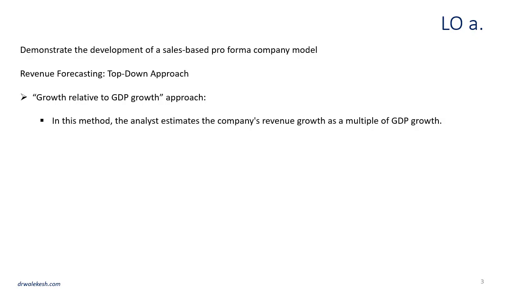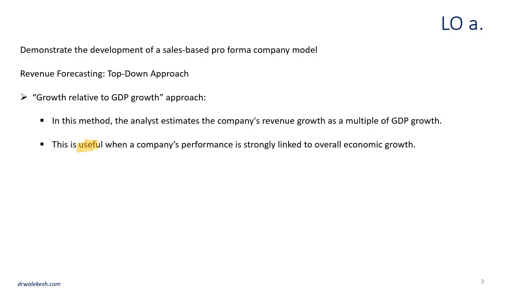Let us get started with growth relative to GDP growth approach. In this method, the analyst estimates the company's revenue growth in relation to GDP growth. This method is useful when a company's performance is strongly linked to the overall economic growth. Let us look at an example relating to this approach.